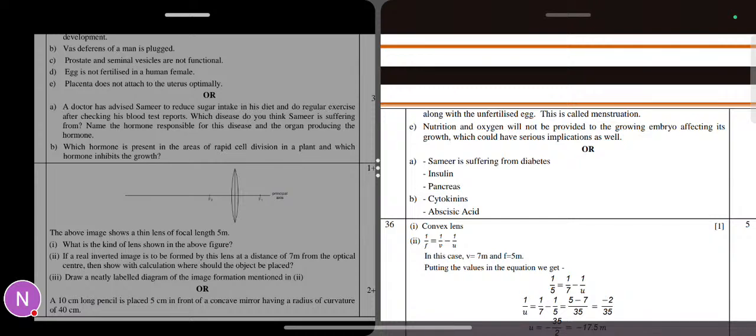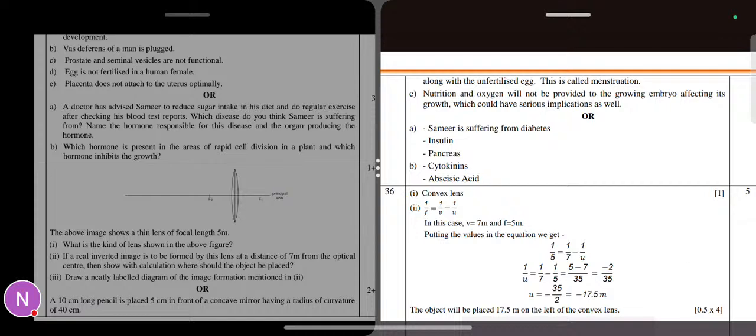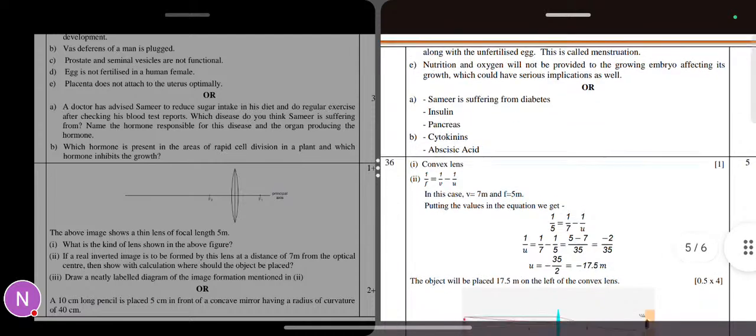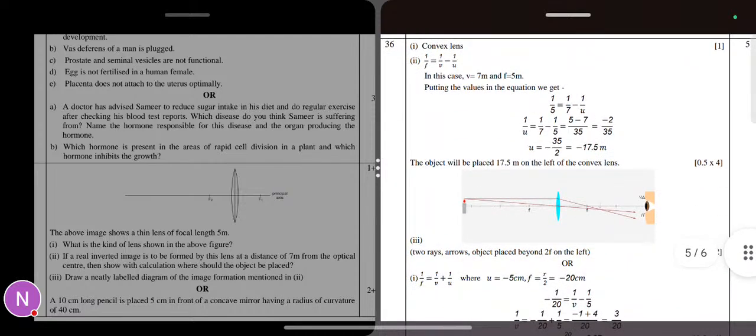So for the second question, 1 by f is equal to 1 by v minus 1 by u. In this case v is 7 meter and f is 5 meter, so 1 by 5 is equal to 1 by 7 minus 1 by u. So 1 by u is equal to 1 by 7 minus 1 by 5. That is equal to (5 minus 7) by 35, that is equal to minus 2 by 35. So therefore u is equal to minus 35 by 2, that is equal to minus 17.5 meter. So this is the diagram you have to write for the third question.